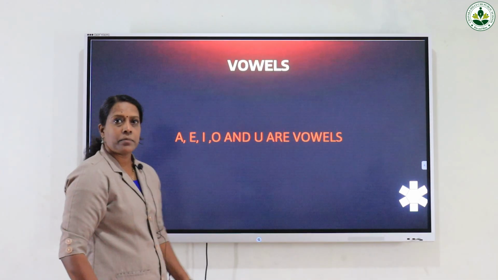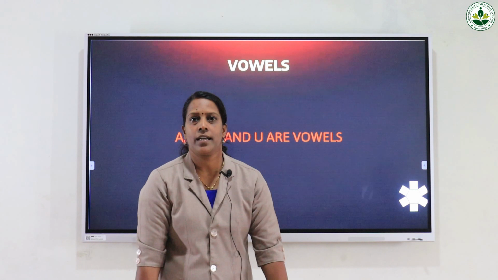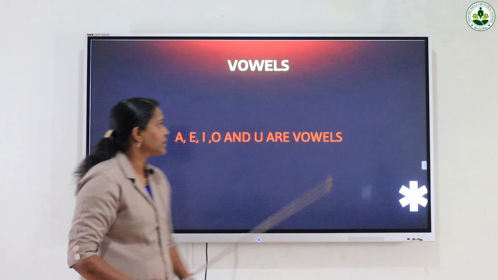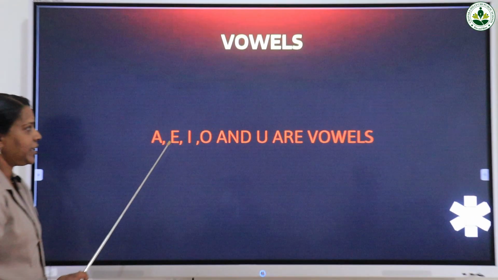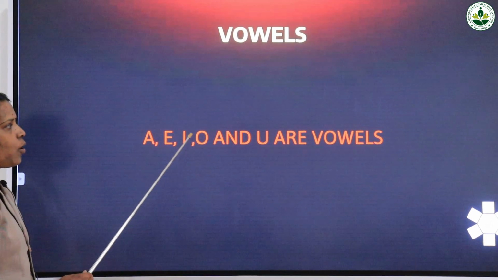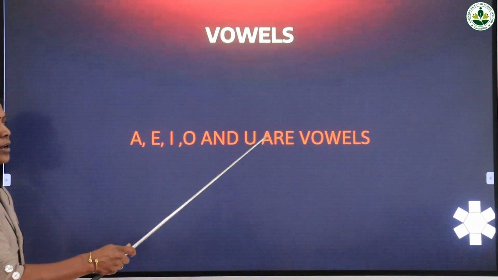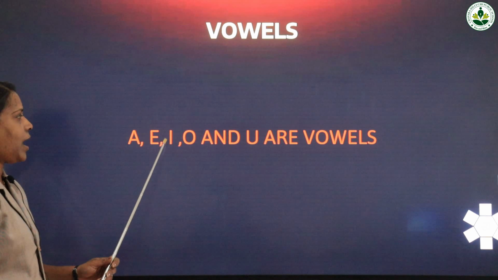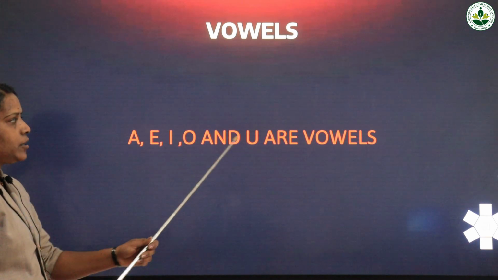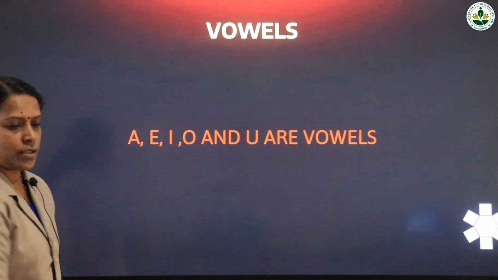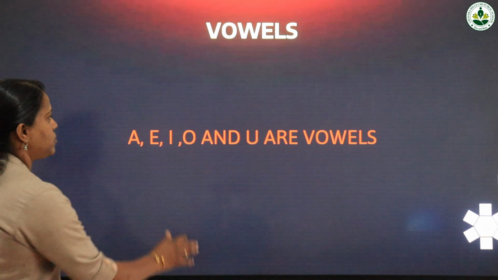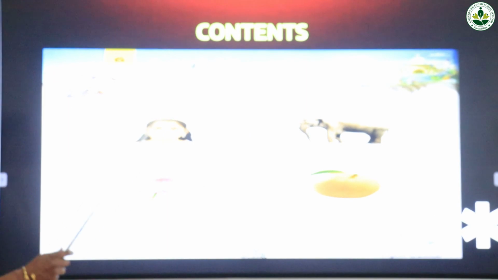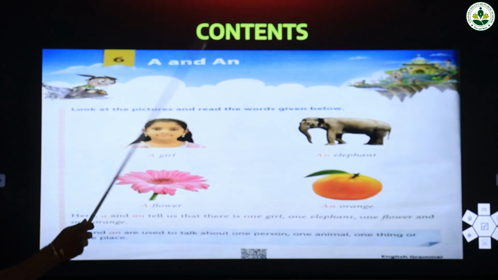Listen, do you remember in UKG class you have studied vowels? Which are the vowels? A, E, I, O and U are the vowels. So today we are going to discuss about vowels. So listen, A and an.